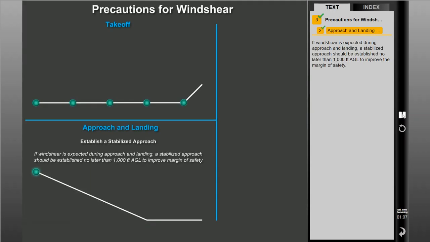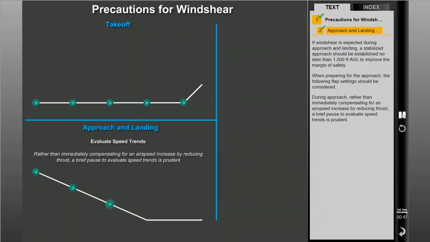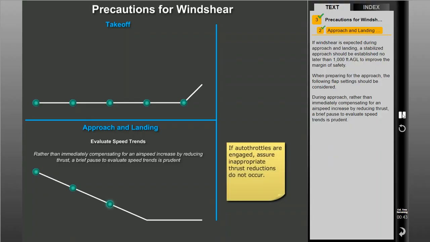If wind shear is expected during approach and landing, a stabilized approach should be established no later than 1,000 feet AGL to improve the margin of safety. When preparing for the approach, the following flap settings should be considered. During approach, rather than immediately compensating for an airspeed increase by reducing thrust, a brief pause to evaluate speed trends is prudent.